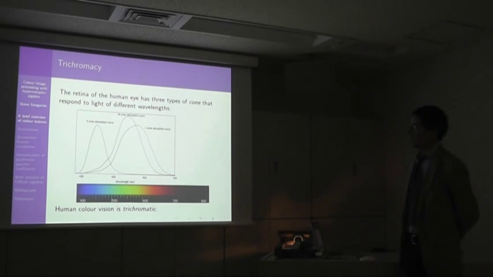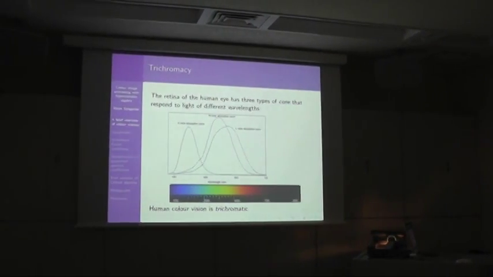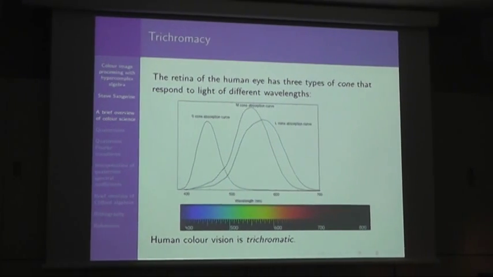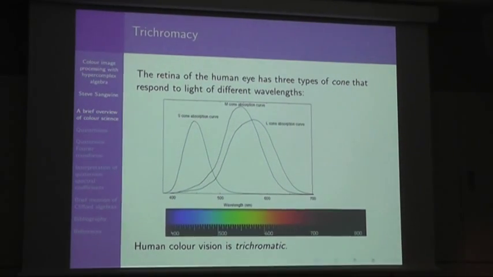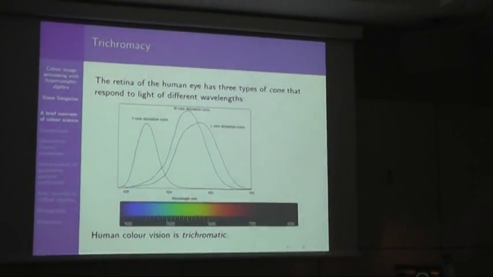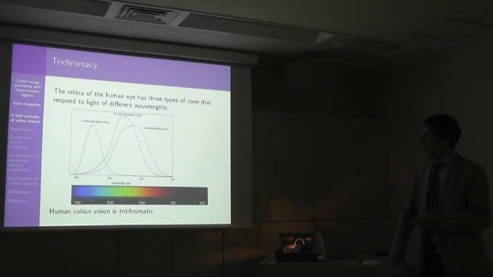Now, another aspect of human colour vision is this thing called trichromacy, which is essentially based on the fact that inside the eye, the retina has 3 types of cone that respond to light of different wavelengths, and these are essentially colour bands of roughly red, green and blue. But the key thing about this is that human colour vision is trichromatic, so we see in 3 bands of colour.